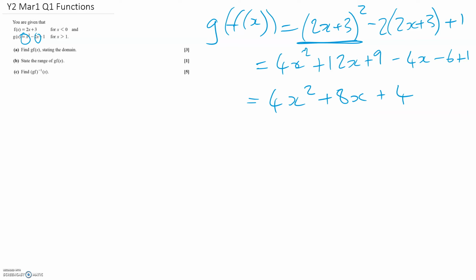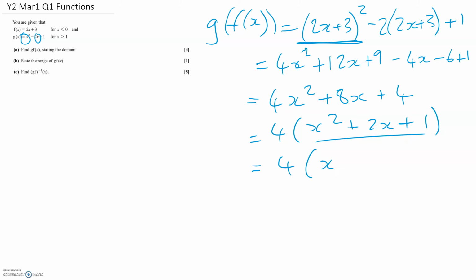And we could probably take a 4 out of everything here. And then this is 4 times (x + 1) all squared. So probably the easiest answer is to write it like this.